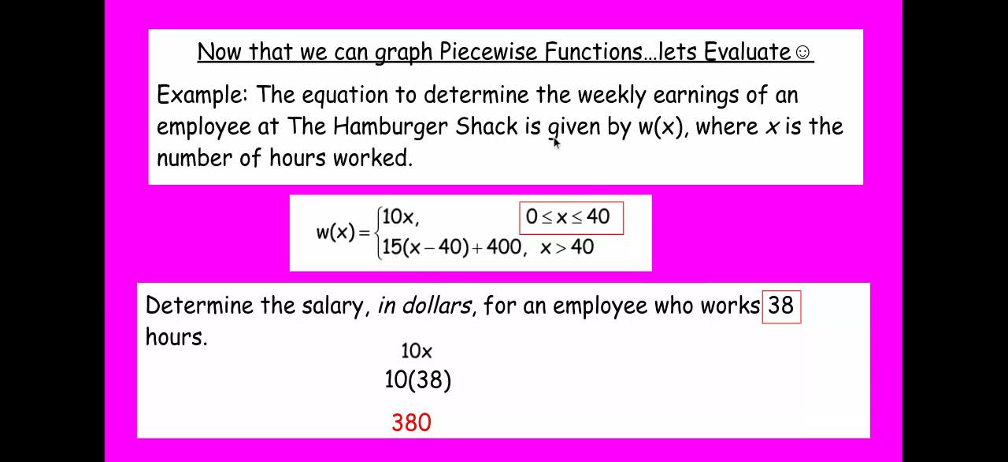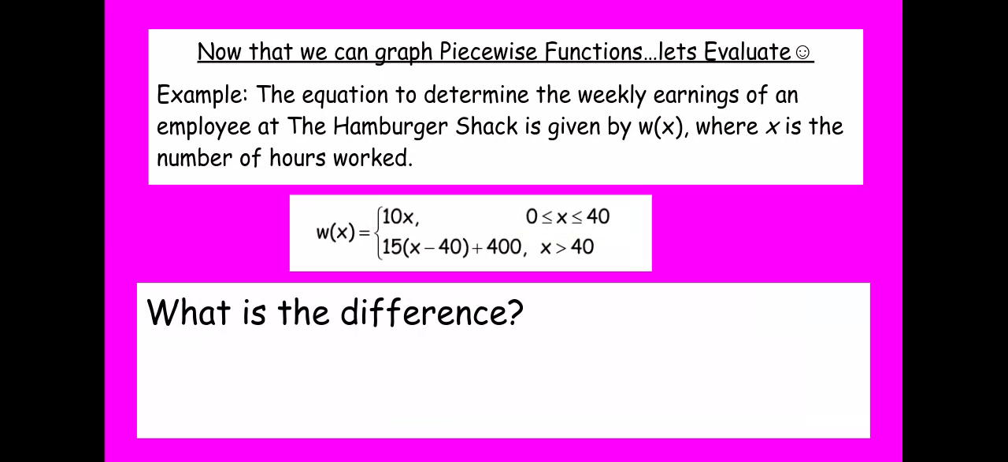So it's really important to figure out which interval they're speaking of and where the number goes in, and then you're going to look to the left to see which function you're going to use to evaluate it. And lastly, it's now coming up with all the different nuances of the problem. It says, what is the difference? Well, the difference in salary is 580 minus 380, which would be $200.